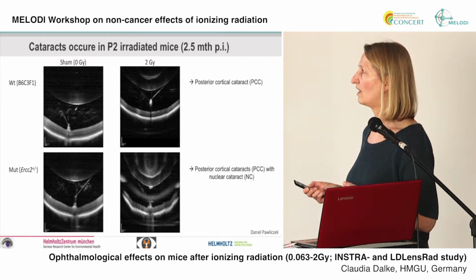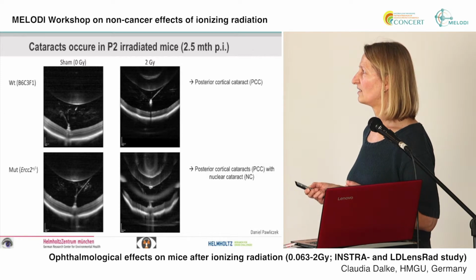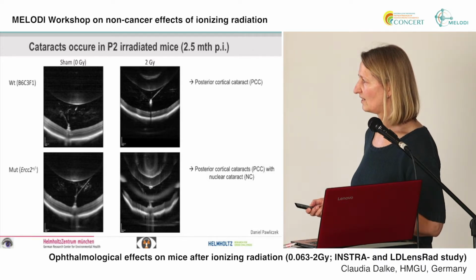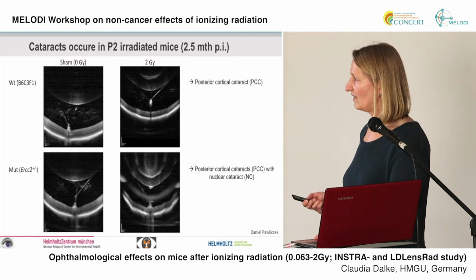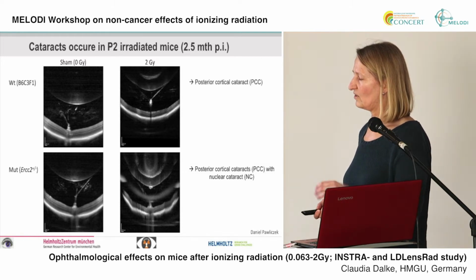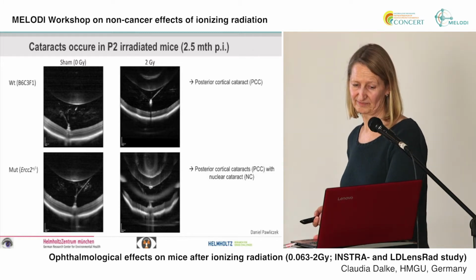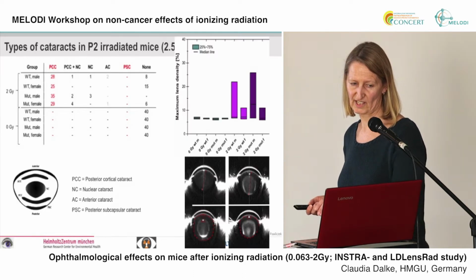So this is a normal mouse lens, and here you can see this cortical cataract is developing, and here is also nuclear cortical and some kind of posterior cataracts, and so this looks like the lens is somehow leaky, and we could see this also in histological pictures afterwards.